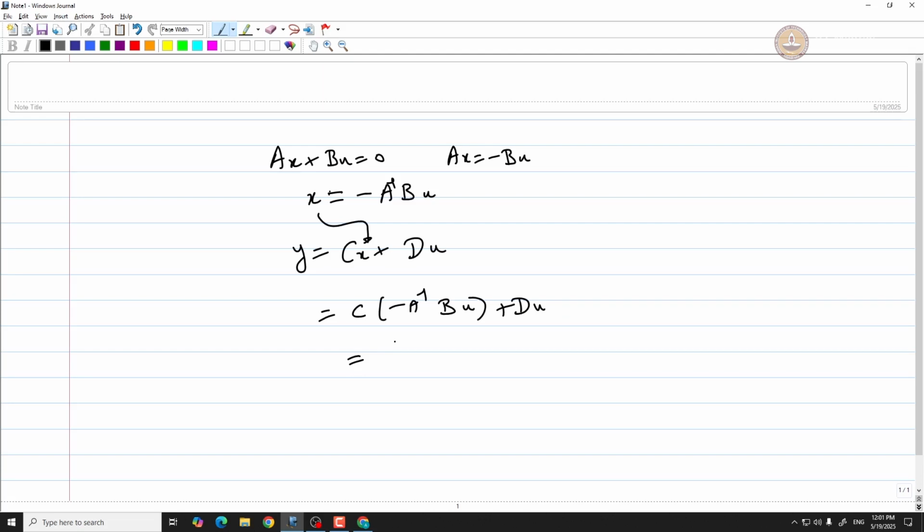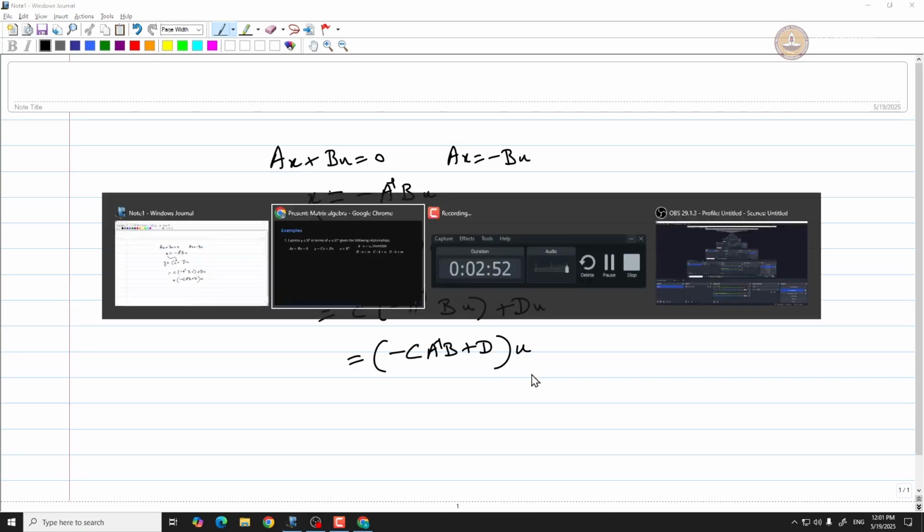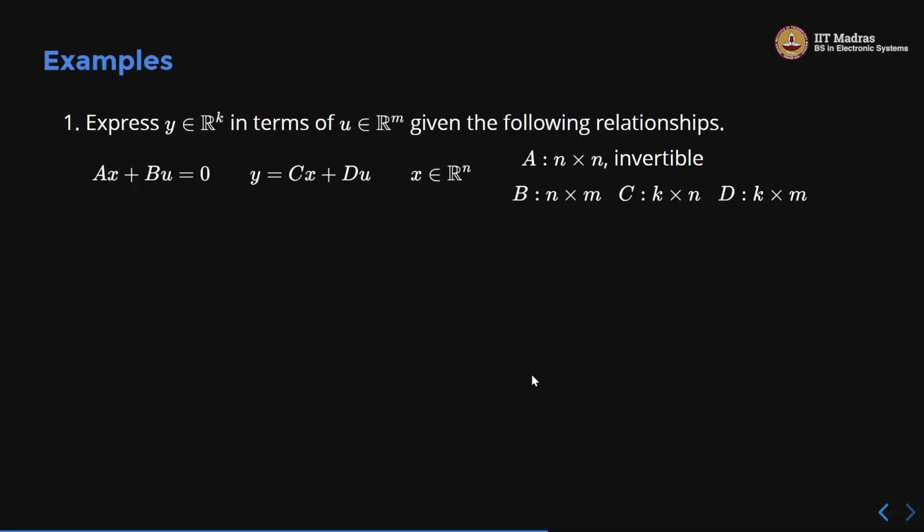You can take things common out, but keep the non-commutative aspect very carefully in mind. You should not write Bu is the same as uB. That doesn't make any sense. So be very careful here. Here you can pull u out, so you get minus C A inverse B. Notice the ordering: I don't change the ordering. That's very important. You can't change the ordering when you multiply matrices. So very quickly you're able to manipulate those equations and get y in terms of u.